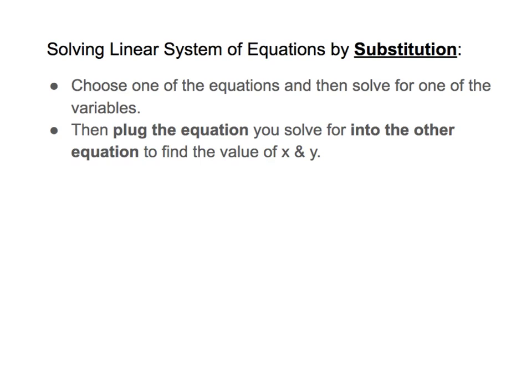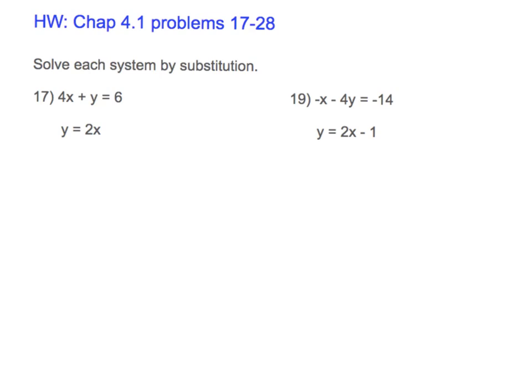So we're going to see how that plays out in our next problem that I've chosen from the homework. Here I have problem 17, and you can see there is 4x plus y equals 6, and then this one is y equals 2x. The first thing you want to do is make sure that you have solved for one of the variables. This one's kind of nice because y is already solved for you.